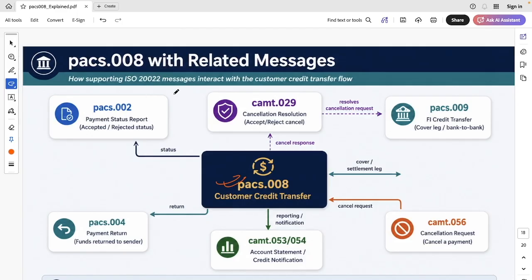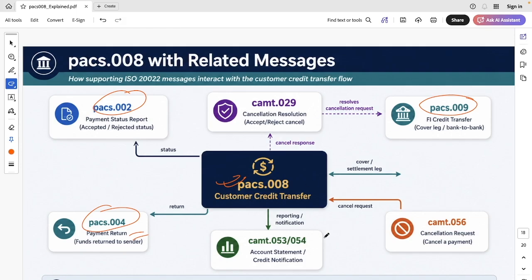Now let's start with pacs.002. This is the payment status report. It tells whether the pacs.008 payment is accepted, rejected, pending, or completed. Then we have pacs.004. This is used for payment return. If the payment reaches the receiving bank, but the beneficiary account is closed or invalid or cannot be credited, in that case, funds may be returned to the sender using pacs.004. Then we have pacs.009. This is financial institution credit transfer. In cover payment scenarios, pacs.008 carries the customer payment instruction, while pacs.009 may carry the bank-to-bank or cover settlement leg.